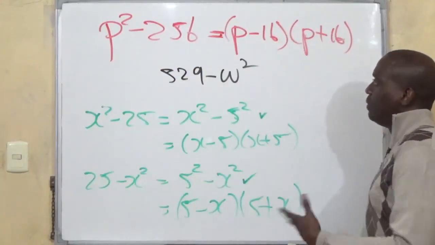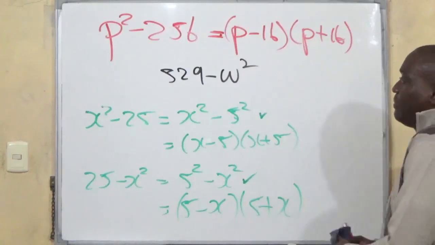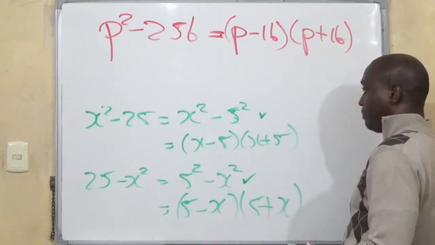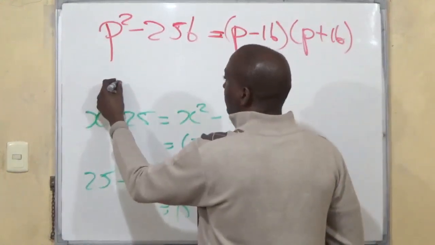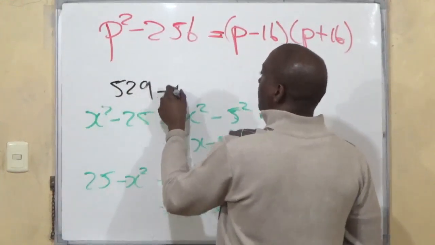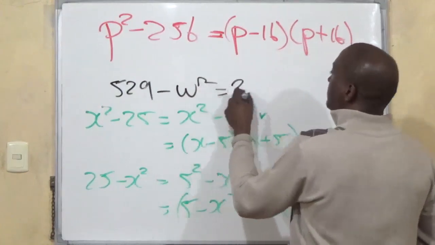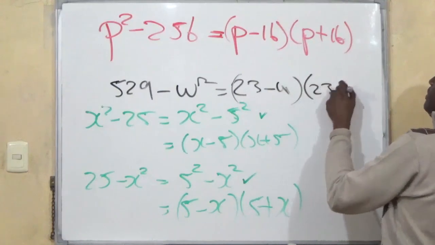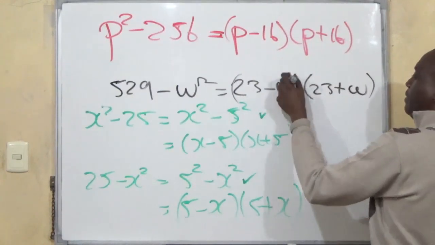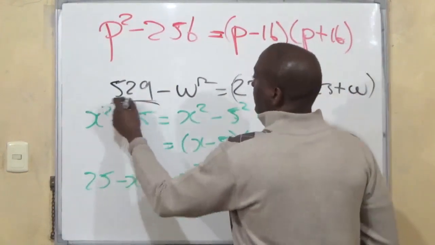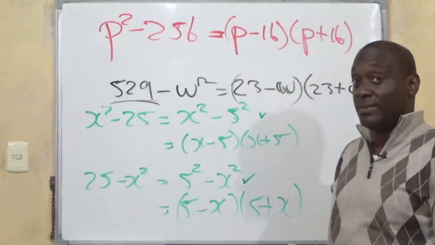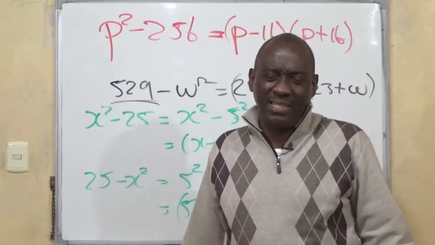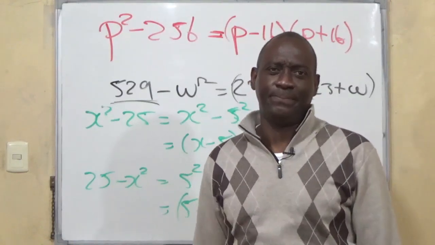Nice. Next example. Again, we could flip the order, right? So now just to finish this one out, 529 minus w squared will be 23 minus w into 23 plus w, right? But of course, it depends on recognizing 529 as 23 squared. At least learn up to 20 now, right?